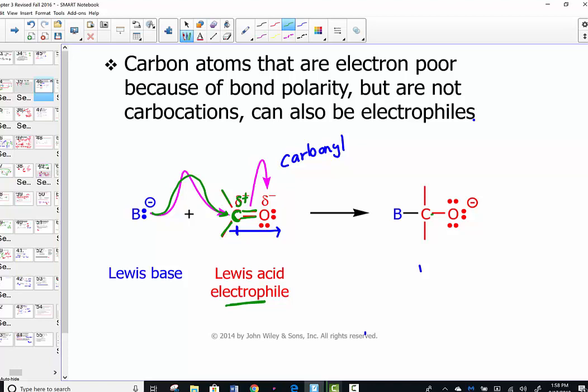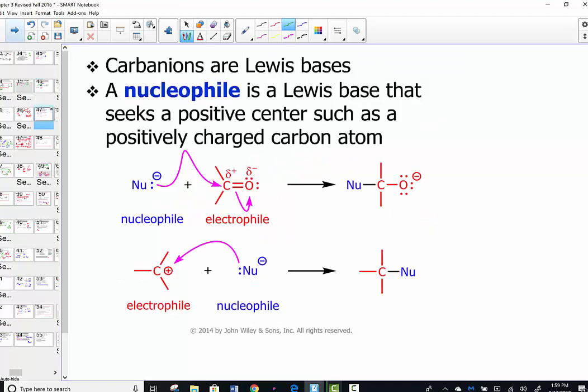Now remember, carbon still only wants 4 bonds, so we have to break the pi bond and let it collapse onto the oxygen to complete the oxygen, giving 3 sets of electrons here. An electrophile is seeking negative charges from electrons, seeking electrons. They're positively charged areas. It could be a cation, but it could also just be positive area based on polarity. Okay, let's flip to the opposite of a cation. Let's talk about an anion.